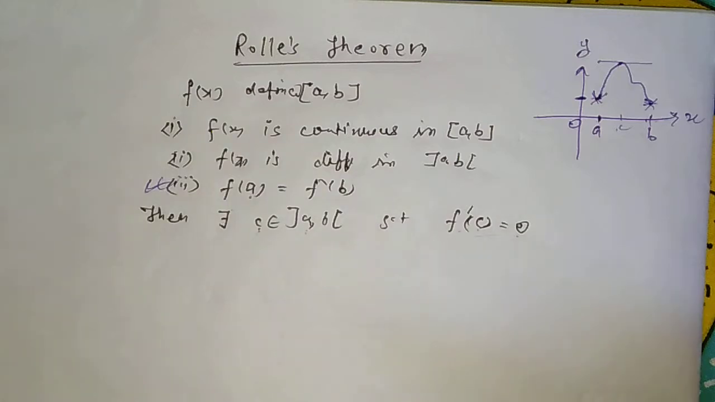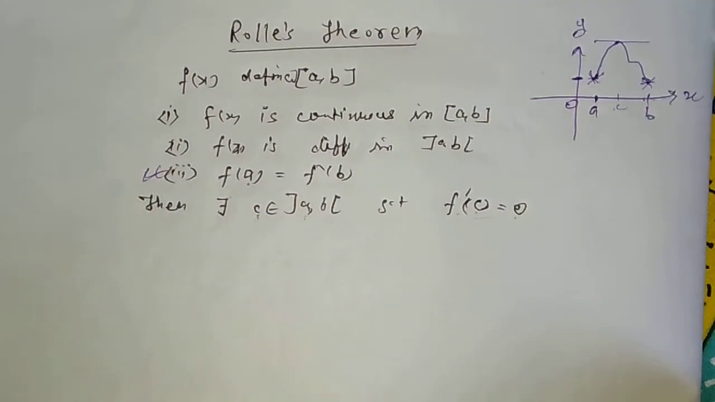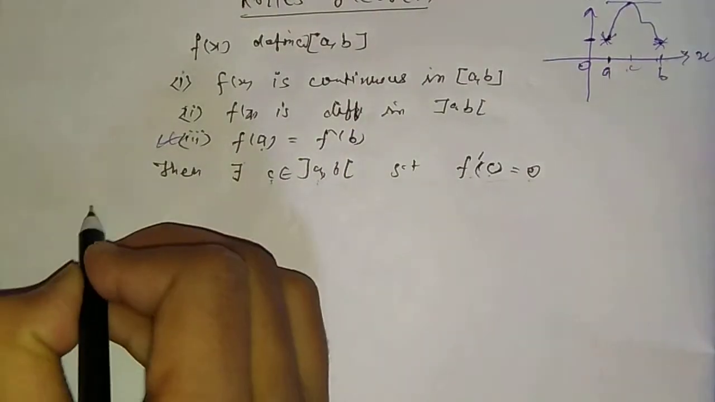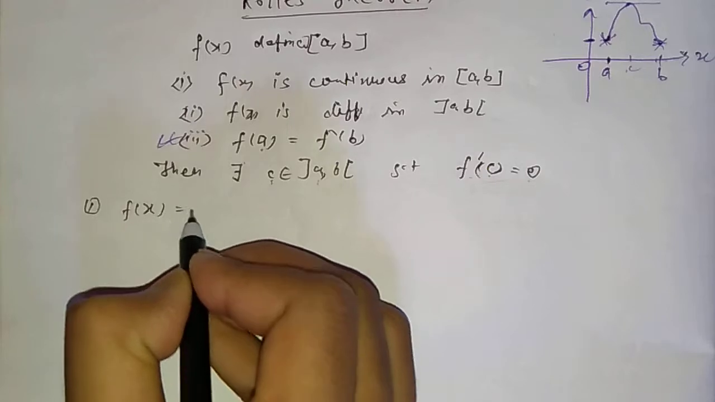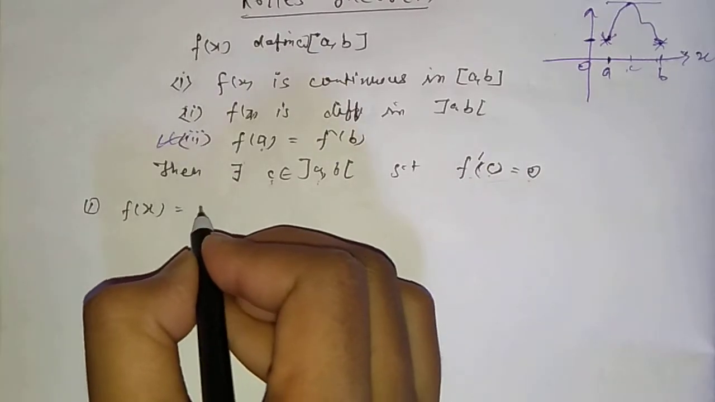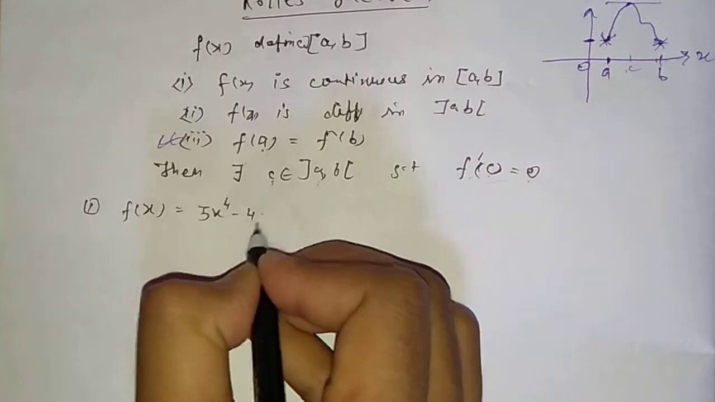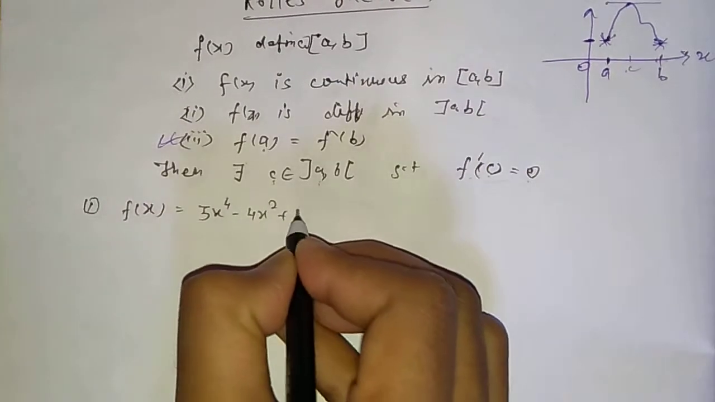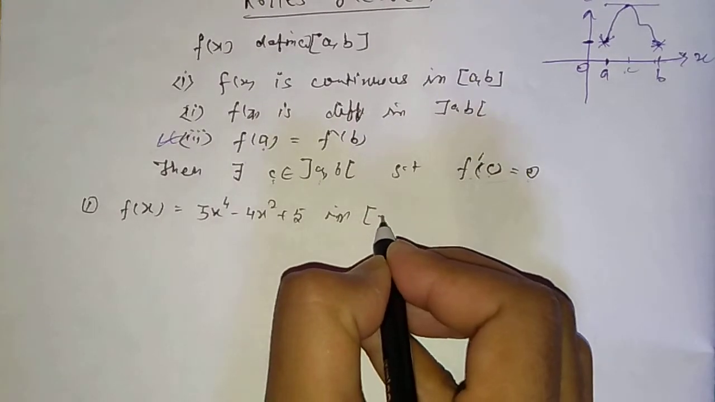Now we are going to take some examples and verify whether they satisfy Rolle's theorem or not. We will take 4 examples. Example number 1 is f(x) is equal to 3x^4 minus 4x^2 plus 5 in the interval minus 1 to 1.